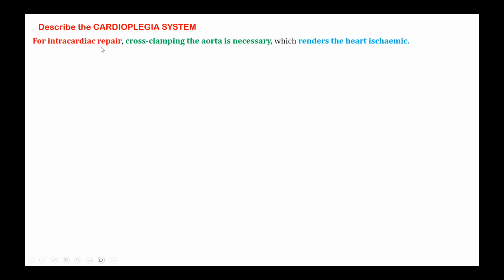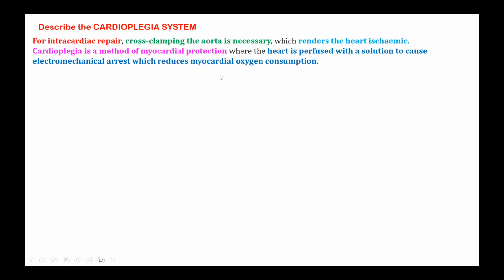So for intracardiac repair, cross clamping of the aorta is necessary, which will render the heart ischemic. Okay? So to protect the heart, the method of myocardial protection is that the heart is perfused with a solution with an electromechanical arrest, which reduces myocardial oxygen consumption. So the purpose of cardioplegia is twofold. One is it offers myocardial protection when there is no coronary blood flow. Second is it also helps in the diastolic arrest to stop the heart beating and become standstill.